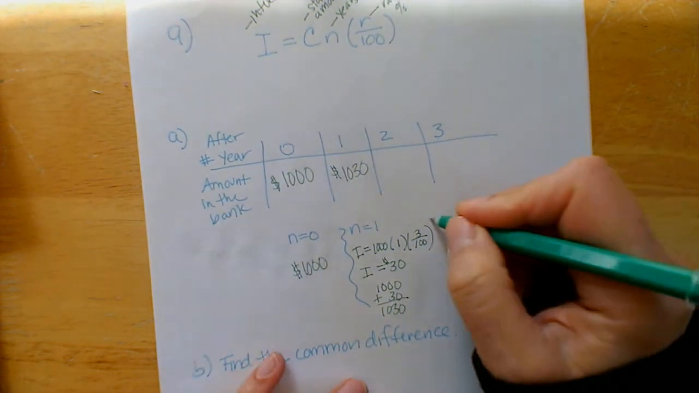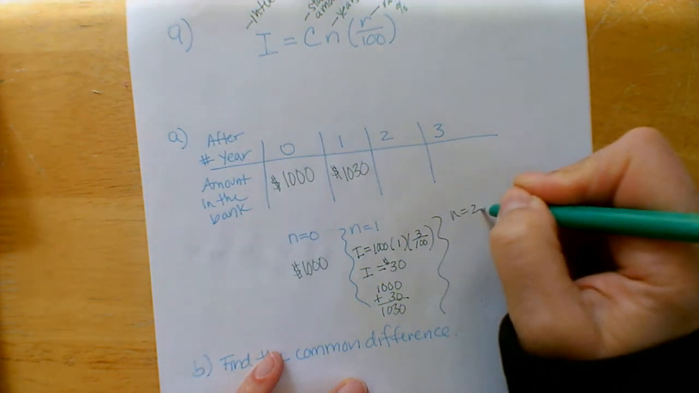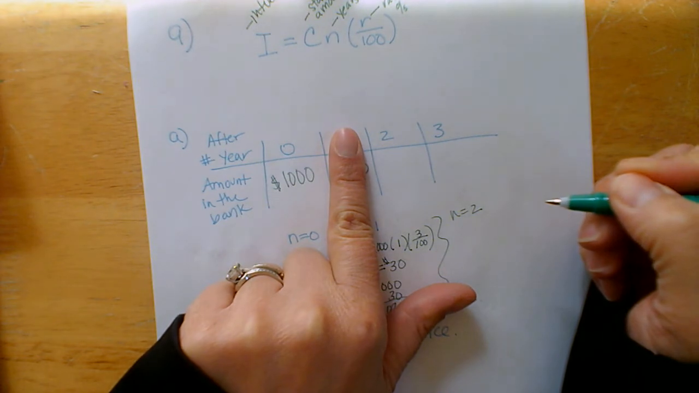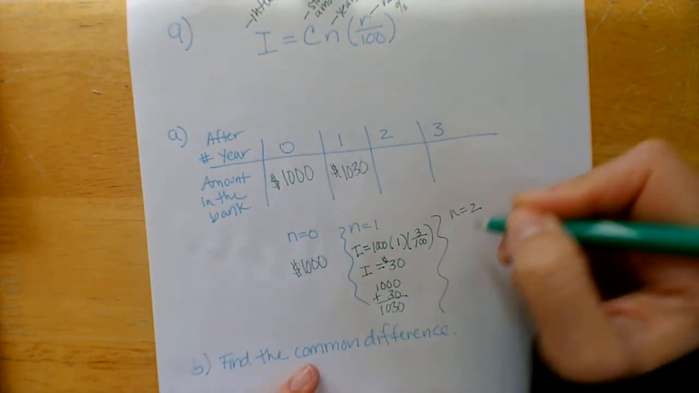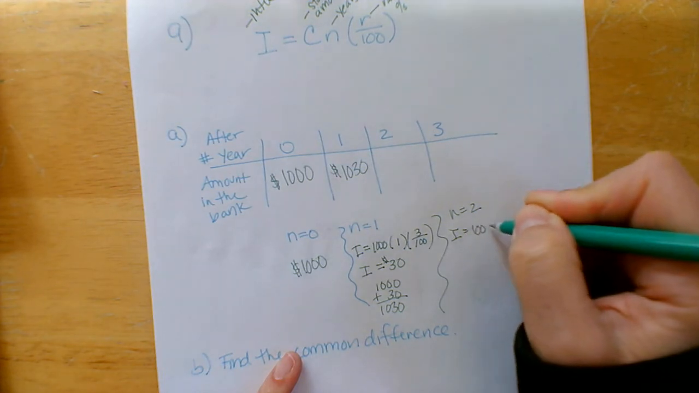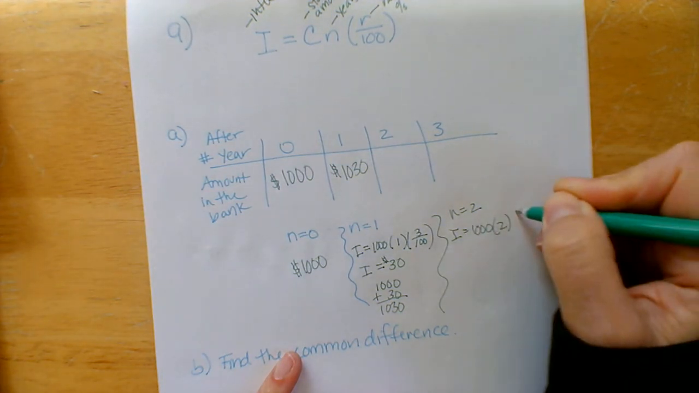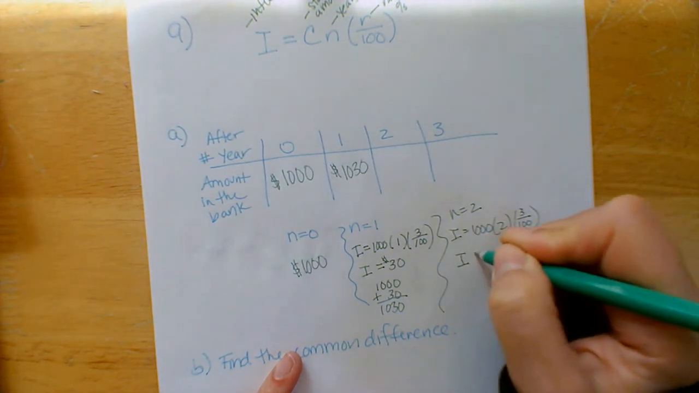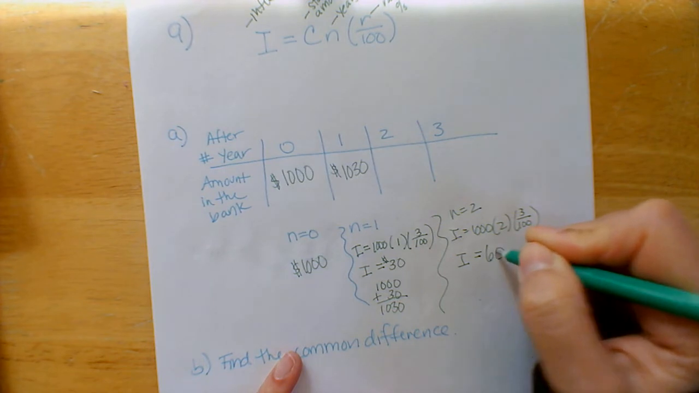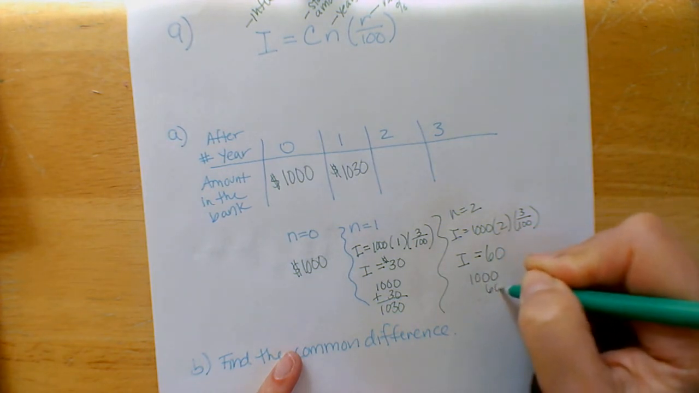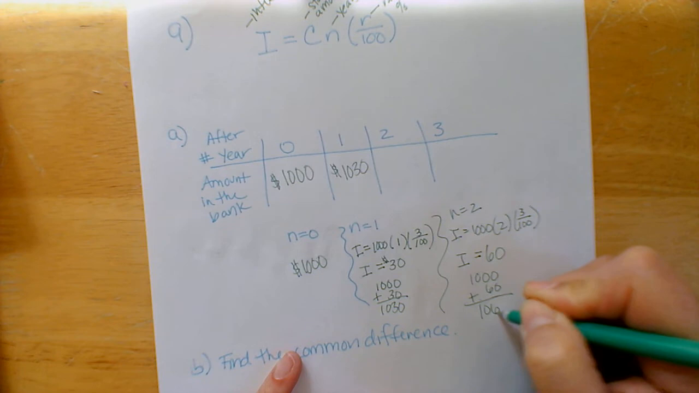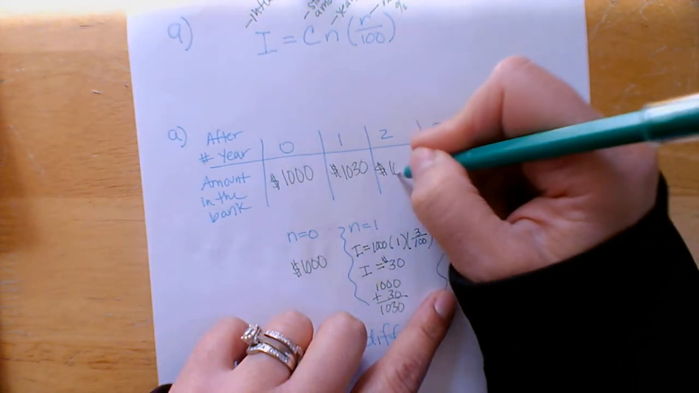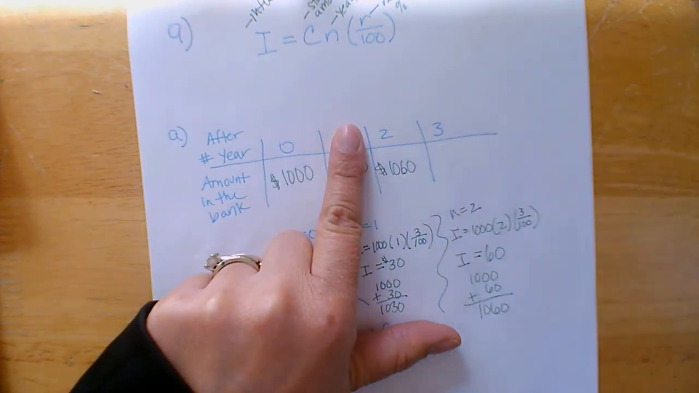Next, n equals 2. So after 2 years, if we just put in the $1,000, how much would he have? So let's find what the interest would be. 1,000 times 2 times 3 over 100. And so this is actually going to be $60. Now that's not how much he has in the bank. We have to remember to add it with what was originally in there, which was $1,000, and then add the 60. So after 2 years, he would have 1,060.